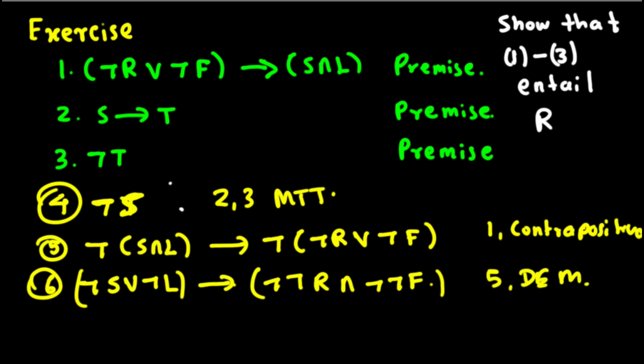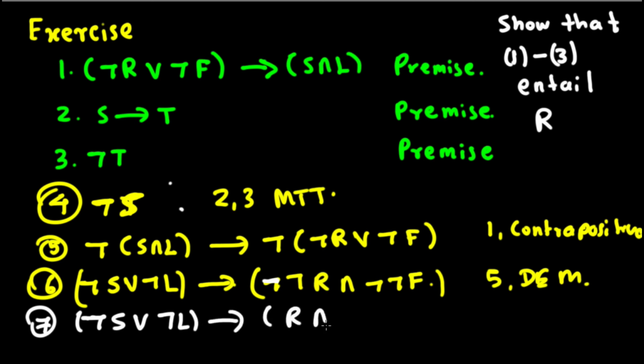Now here we can use the double negation. Double negation is, when we have double negation, it's going to cancel each other. So we can simplify that one. The first one, we don't have any double negation, so we just keep it as it is, not L. And this one will turn into R and F. Okay, this is double negation for 6. We apply double negation for the 6th one. That's how we got this one.